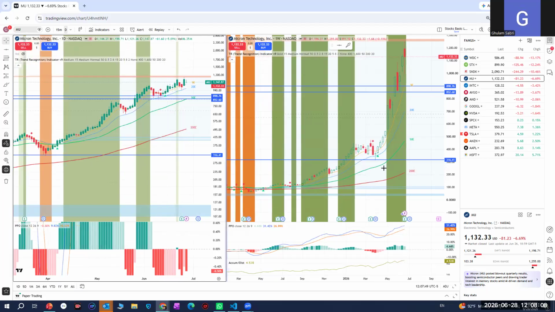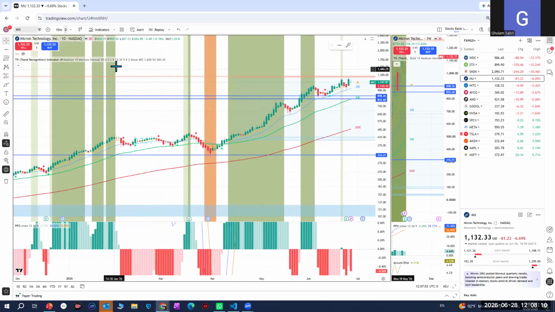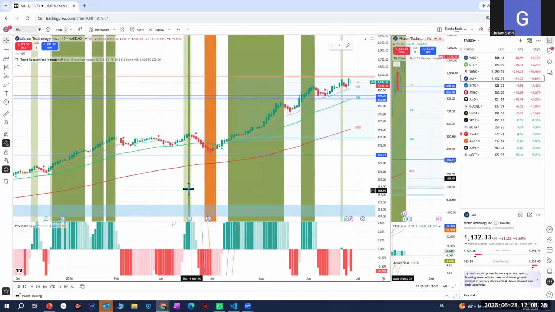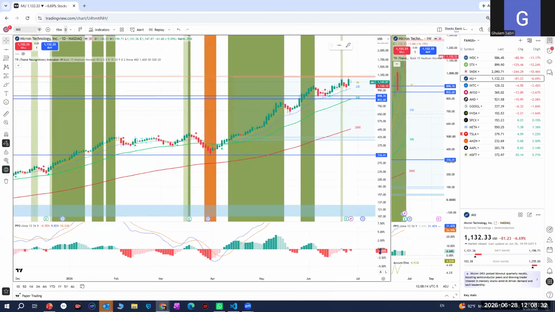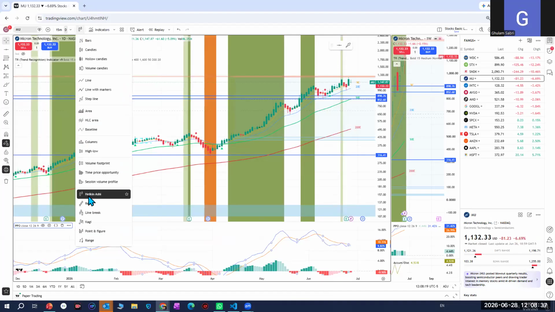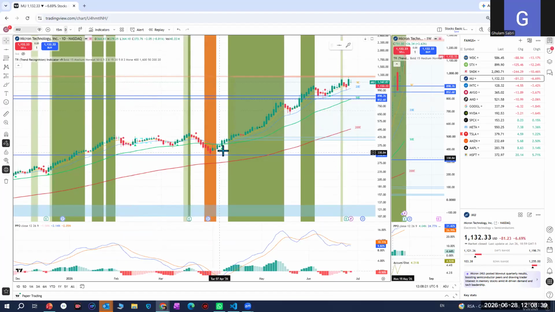Now, you see the colors initially, they are on the lighter side. You need to change the colors. Go back here, settings, change the background band opacity from subtle to medium to bold, and the color will change. So now I use the TR indicator along with Heikin Ashi because I love this combination. Heikin Ashi, you can choose a Heikin Ashi candle here, and it will give you double confirmation of your trend.